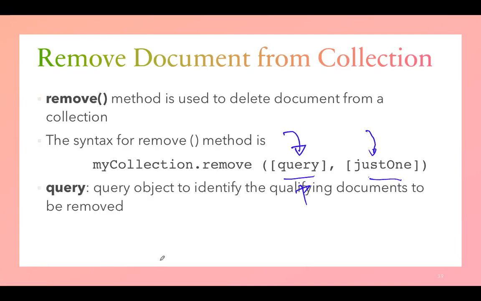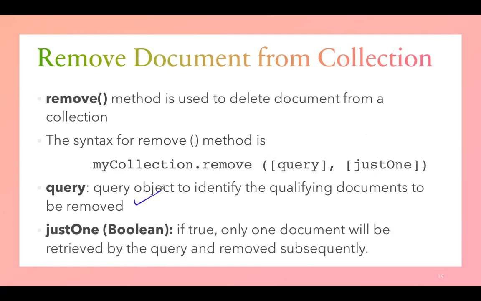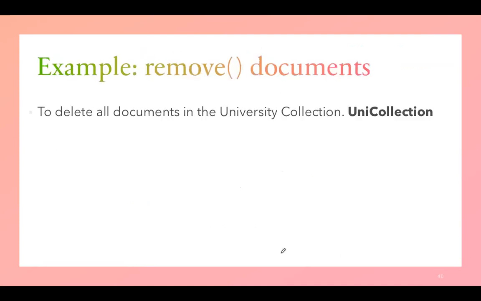So the query object identifies qualifying documents to be removed. You know what a query object is. And just one Boolean: if true, only one document will be retrieved by the query and will be removed subsequently. And if it is false, then all the documents will be removed.